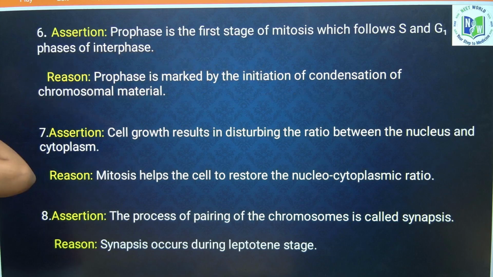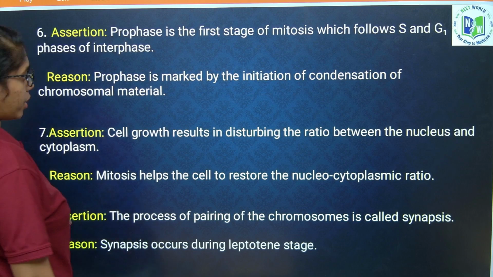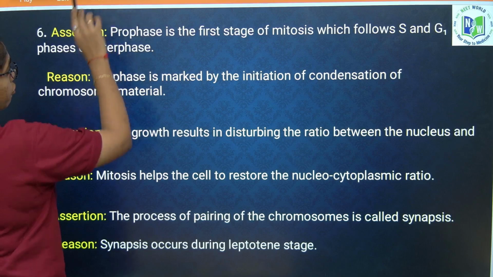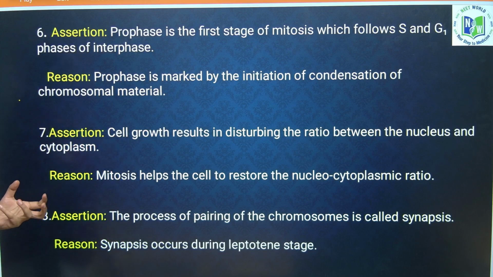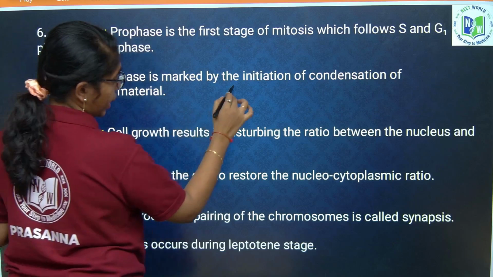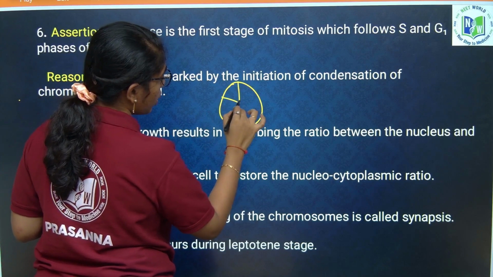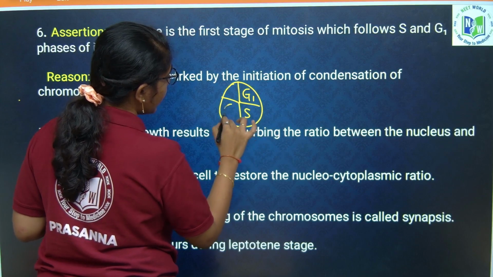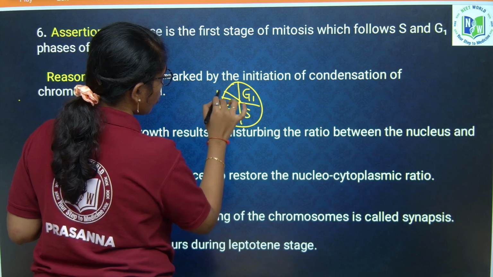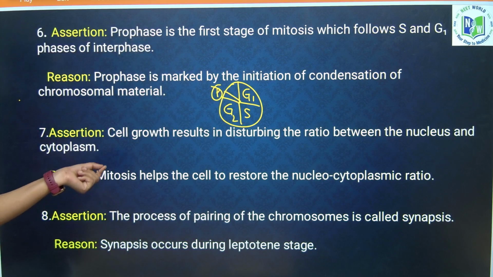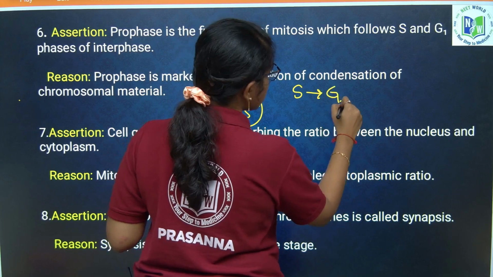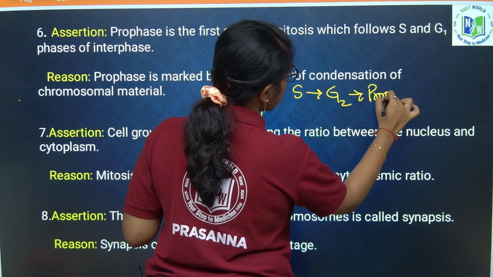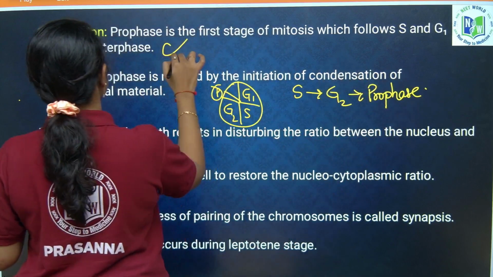Next question. Here in the assertion it is given that prophase is the first stage of mitosis, which follows S phase and G1 phase of interphase. No, if you look into that again, interphase is divided into what, beta? G1, S and G2. Then after interphase, prophase comes, right? The first stage of M phase is what? Prophase. So this is following what? S phase, then G2 phase, then it is prophase. So here the assertion is wrong.